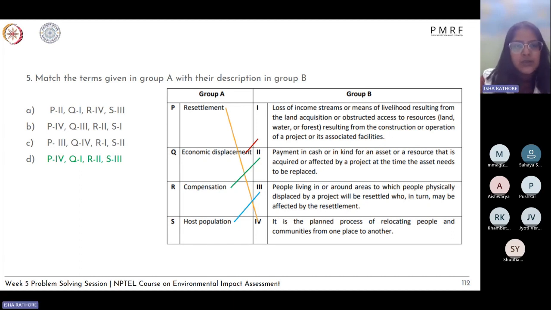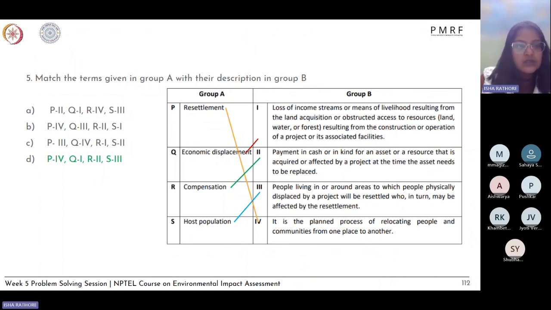Q matches with 1. Then compensation is any payment in cash or in kind for an asset or a resource that is acquired or affected because of the development of a project. So R matches with 2. And then host population is people living in or around areas to which people who are being physically displaced by a project will be resettled, and which may in fact be affected by the resettlement. So S matches with 3. So the correct answer is D. That is, P matches with 4, Q matches with 1, R matches with 2, and S matches with 3.